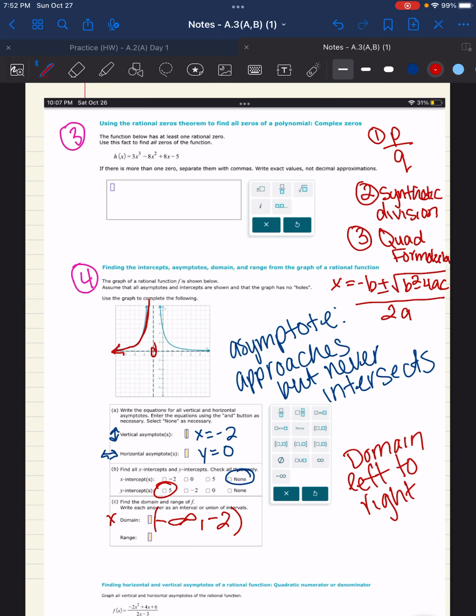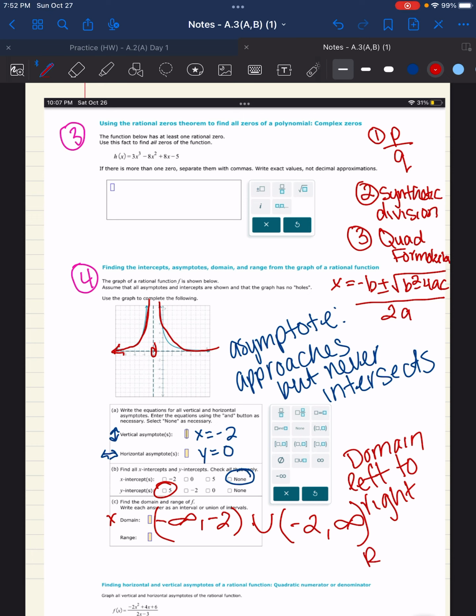When it takes that break, it picks back up at -2, and continues on and on and on to infinity.